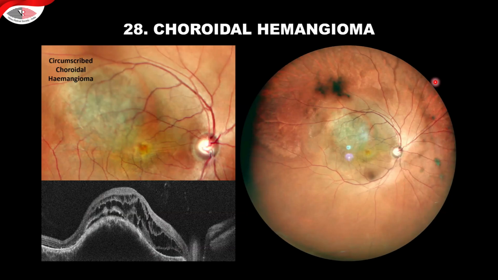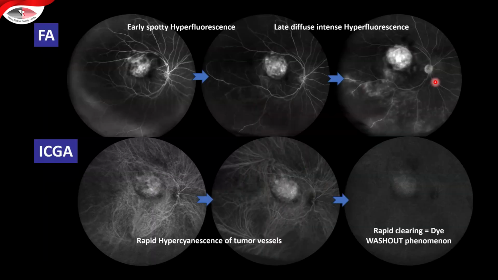Then you come to choroidal hemangioma, which has a much more uniform conglomeration of the arteriovenous network, which is growing here. It's a circumscribed choroidal hemangioma. It's usually orangish in color, hue, clinically diagnosed. And when you do a fluorescein, you might see early spotty hyperfluorescence with late diffuse intense hyperfluorescence.